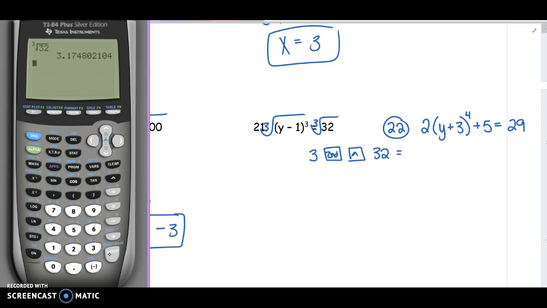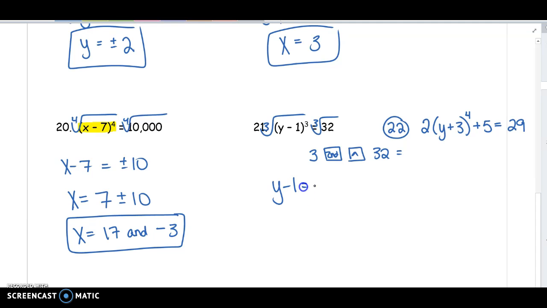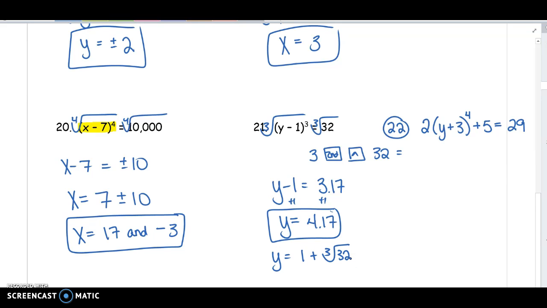It is approximately 3.17. So y minus 1 equals approximately, what did I just say it was? 3.17. Then we would add 1 to both sides. That would give us 4.17. And some people would say wait until the end. So do y equals 1 plus the cube root of 32, and then enter it into your calculator and round. But as long as you're not rounding too harshly, don't round that to 3. It's definitely not 3. Make sure you have some decimals on there.